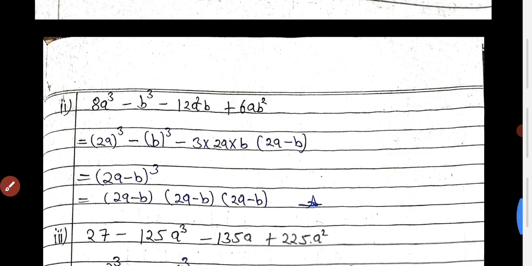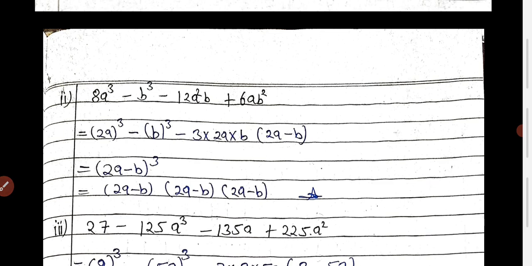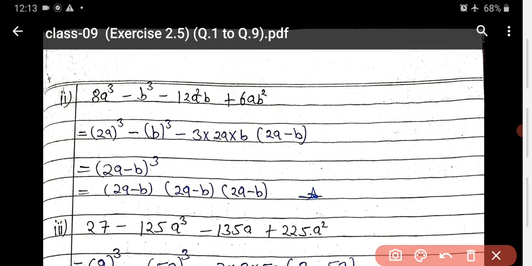Come on, second part. 8a cube minus b cube minus 12a square b plus 6ab square. So write here 2a whole cube minus b whole cube. So this right from here, this right from here. Now remaining part from the formula minus 3ab, 3 into 2a, b into b, in bracket a minus b.